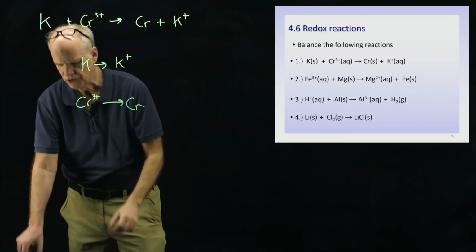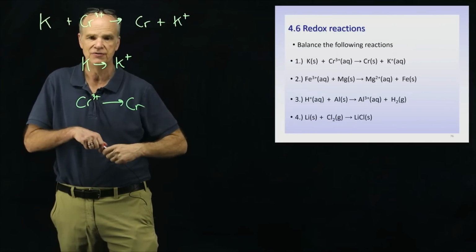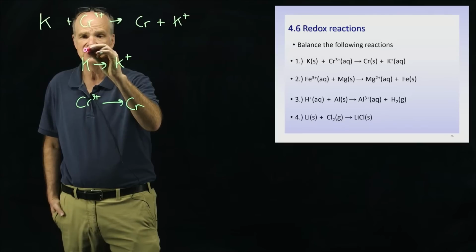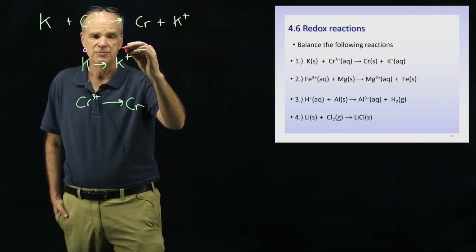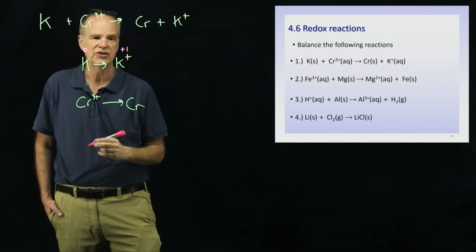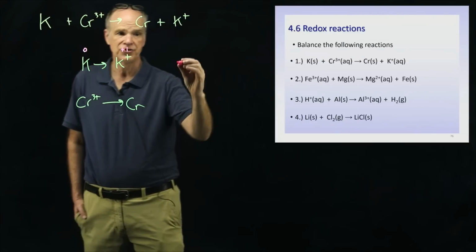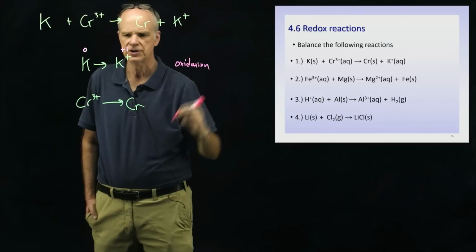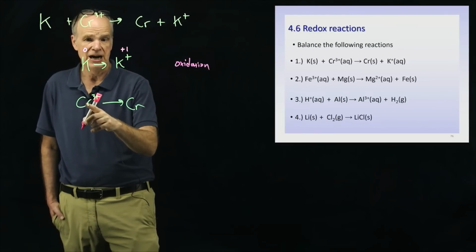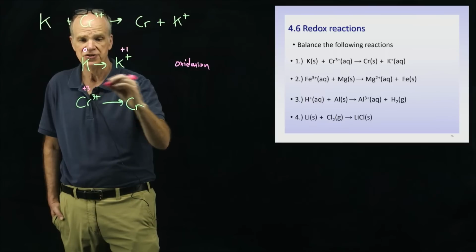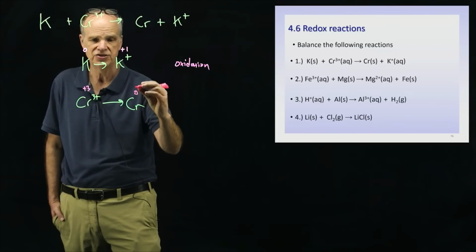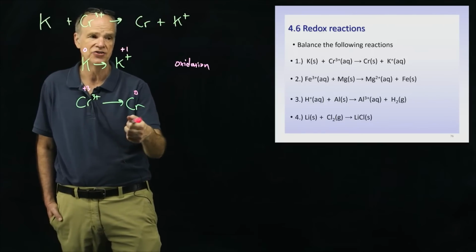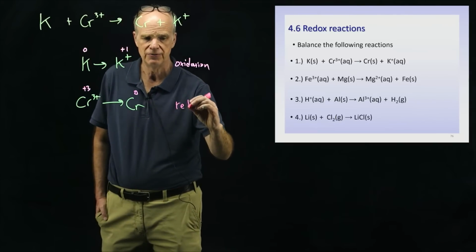So it may be useful to figure out the oxidation numbers of these elements and ions here. So potassium is a free element. Its oxidation number is 0 on the reactant side. It's going to be +1 on the product side. And so this, to me, looks like an oxidation reaction. Okay. Here, chromium ion on the reactant side has an oxidation number of +3. Chromium on the product side has an oxidation number of 0. You can see the oxidation number is decreasing as you go from reactants to products. And so this is a reduction.